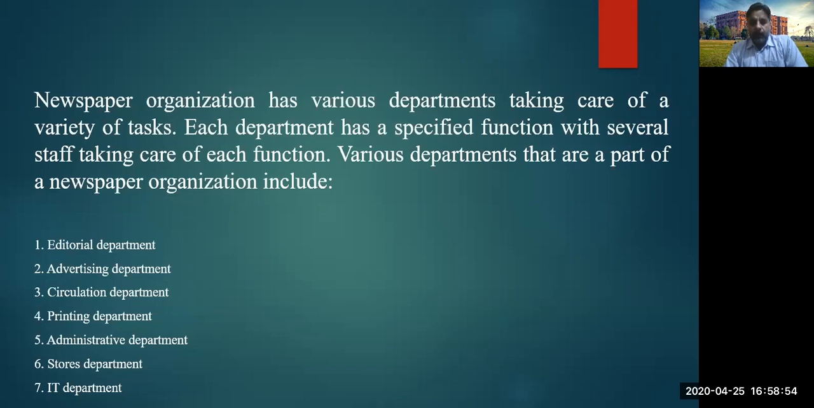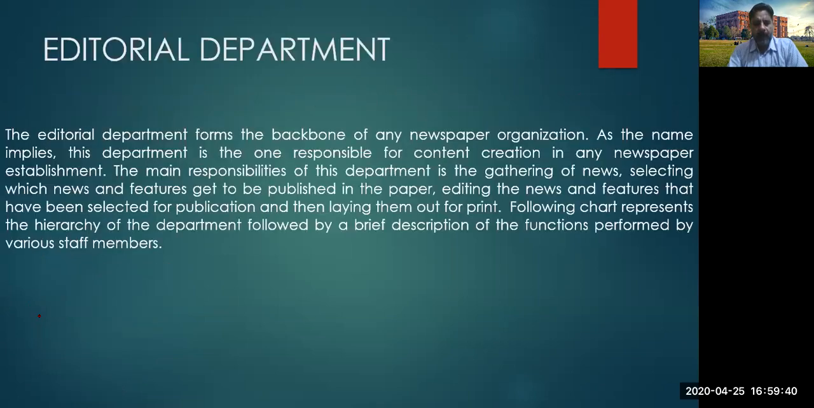Advertising department is responsible for all the finances that is coming into the organization. Circulation department is basically responsible of distributing the content that is developed by the editorial department. So these two departments are very much related. Same is the printing department, that is responsible for printing, or in television channel, it's a broadcast department or the production department. Administrative department looks after all the administrative tasks. Stores department basically stores everything that is necessary for running the business, while IT department looks after all the information technology aspects of that news organization.